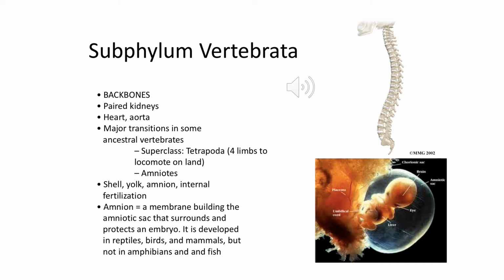we have 4 limbs, we are gestated in either an amniotic sac or a shell with a yolk. So an amnion is a membrane that surrounds the amniotic sac and protects the embryo. Okay, so for mammals, we gestate in utero, or in the uterus, and we also have our reptiles and birds that will lay eggs. So all of our vertebrates are going to do one of those 2 things. They're either going to gestate in utero or they're going to lay eggs.